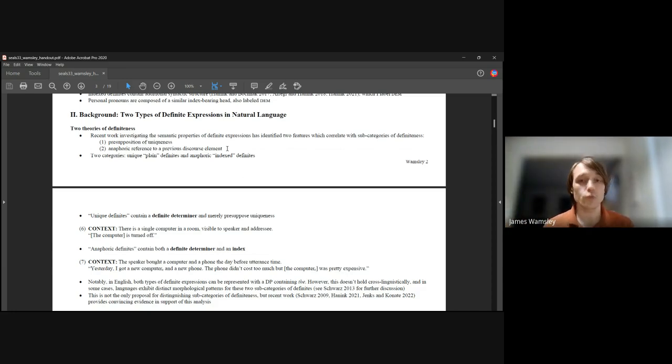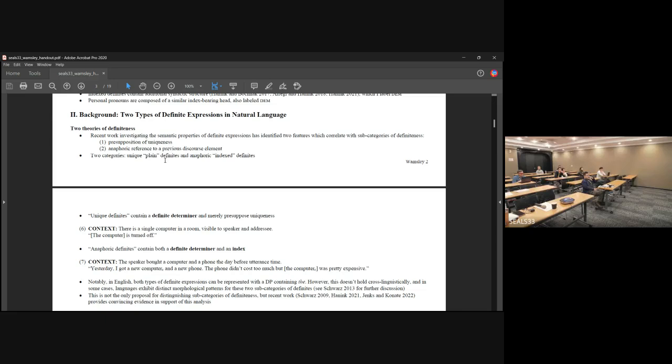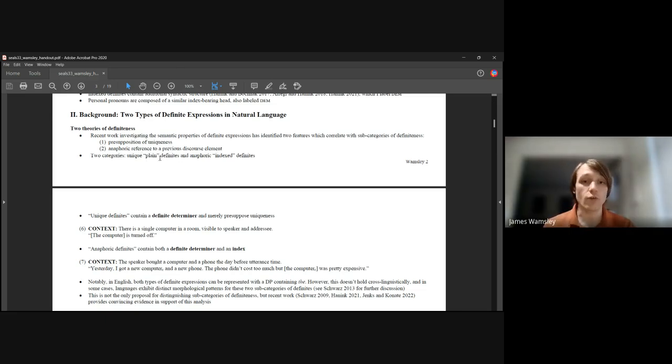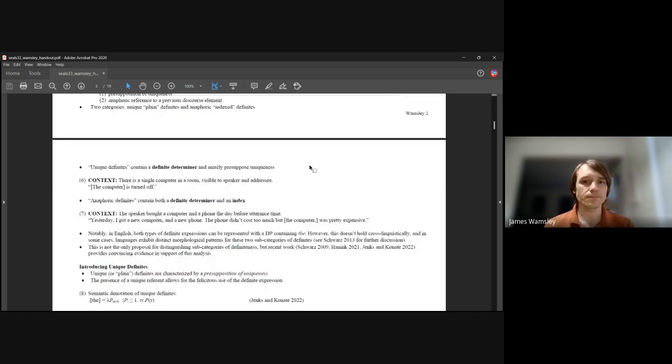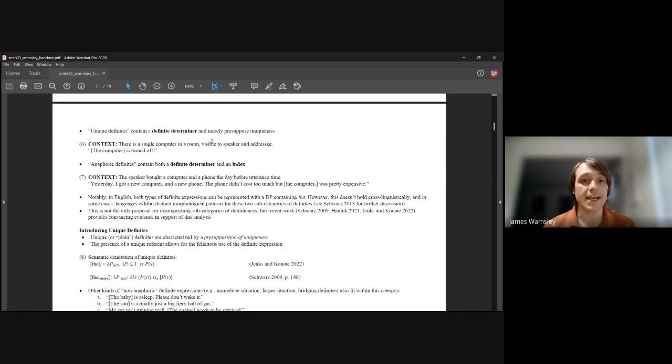And in fact, what the recent research has found is that it's better to analyze these two theoretical tracks as subcategories of definites. These two categories being unique or plain definites and anaphoric or index definites. Unique definites contain, again, merely the definite determiner and merely presuppose uniqueness.